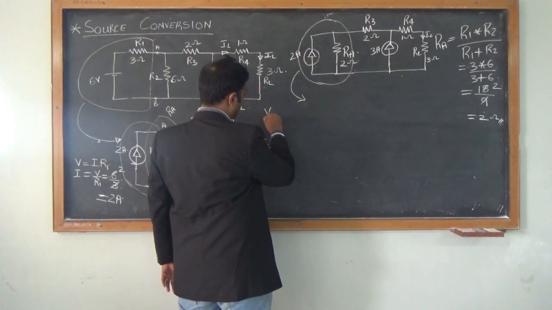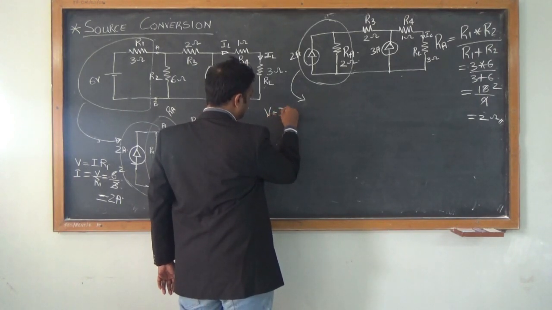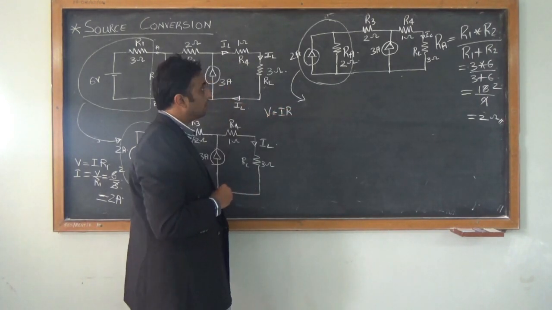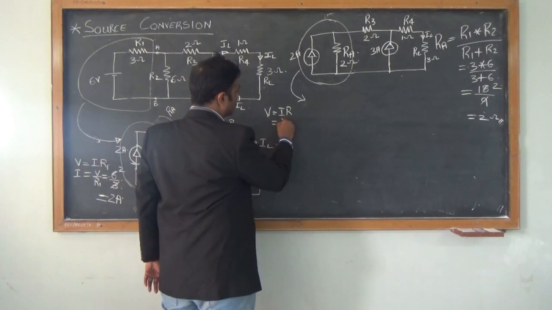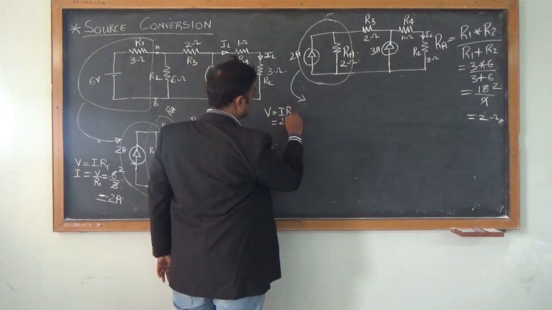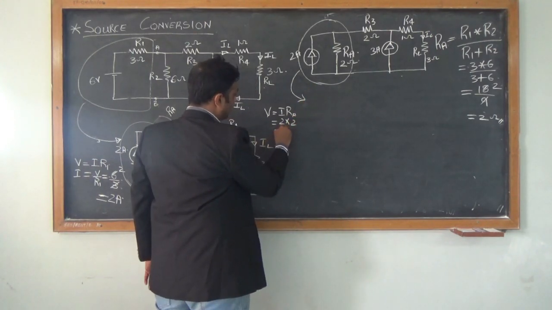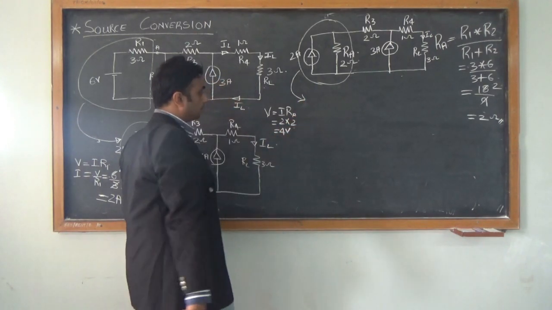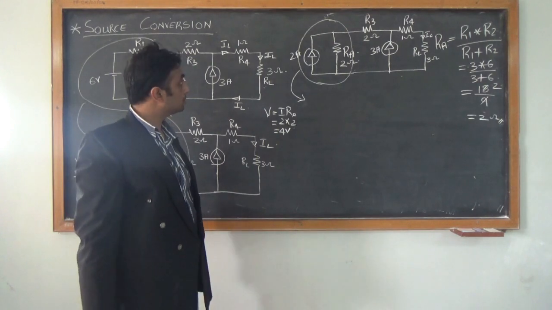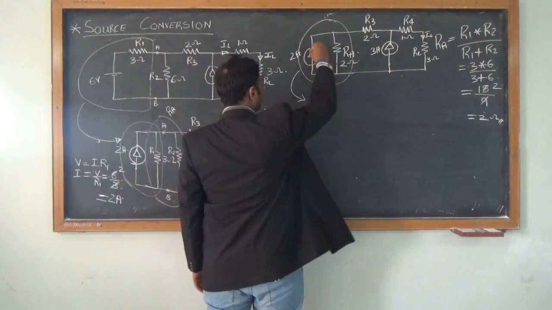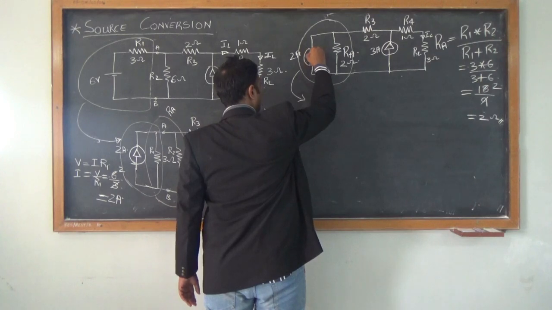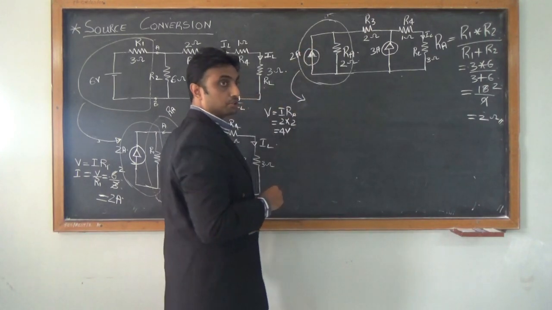So again, V equals I into R. Now I is how much? 2. R is how much? Which is basically your Ra, which is 2. So 2 2s are 4. So we got the voltage as 4 volts. So now again, converting this current source to a voltage source.